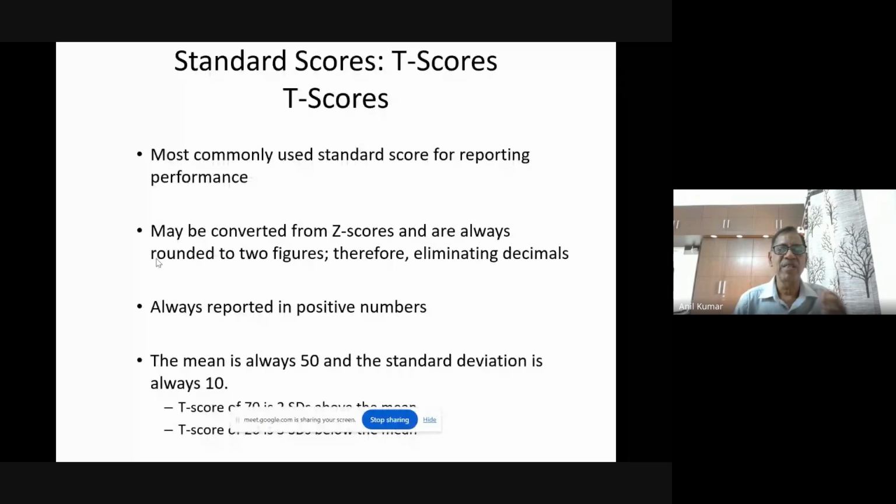As we have seen that Z score may be in terms of positive or negative, but here in T score it is the quality of the T score that it is always reported in positive numbers. The mean is always 50 and standard deviation is 10. So by assuming a standard deviation of 10 and a mean of 50, we calculate the T value. And that's why we say 50 plus the value multiplied by 10. That is the T score.